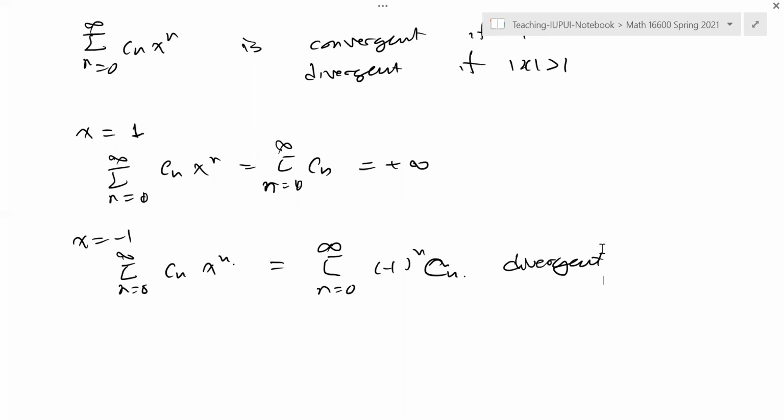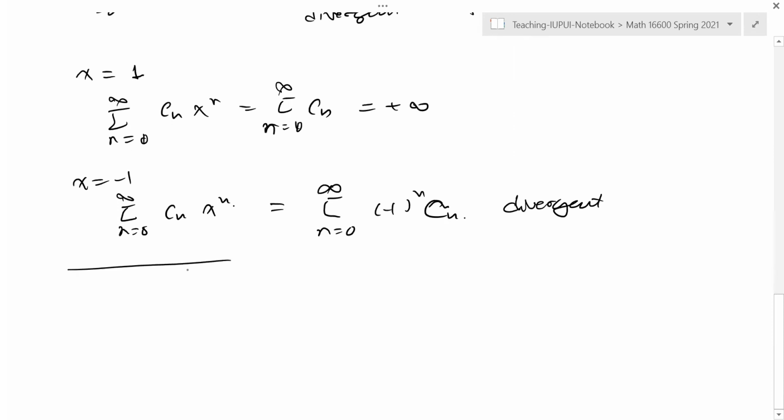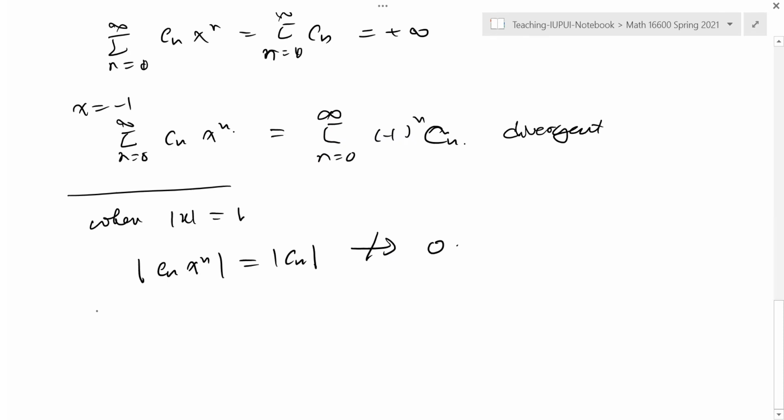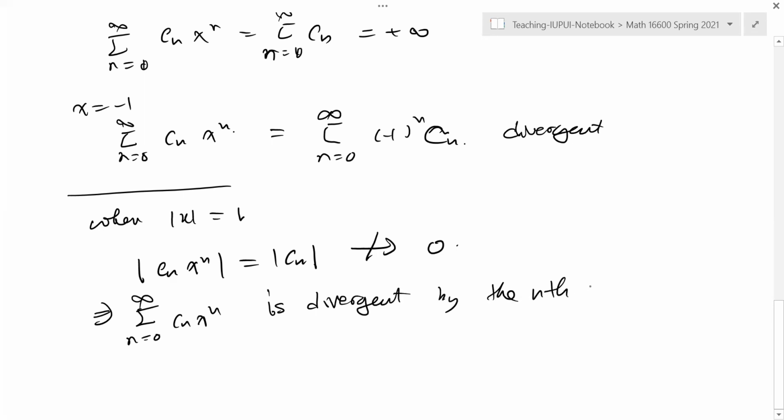Actually, now I just realized that we can combine them into one, because when absolute x is 1, the absolute Cn times x to the n is going to be the absolute Cn. This is clearly not going to approach 0. Why does it not approach 0? It does not approach it because Cn is either 1 or 2, right? So this implies this series is divergent by the nth term test.